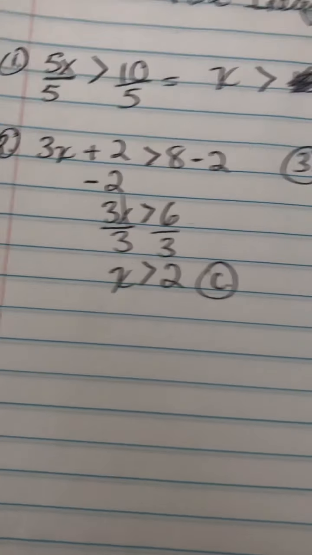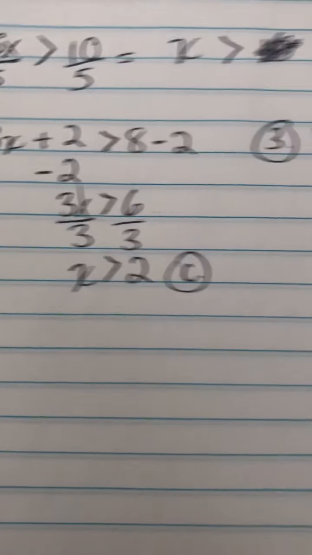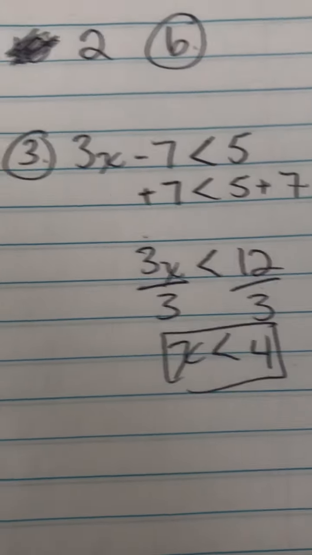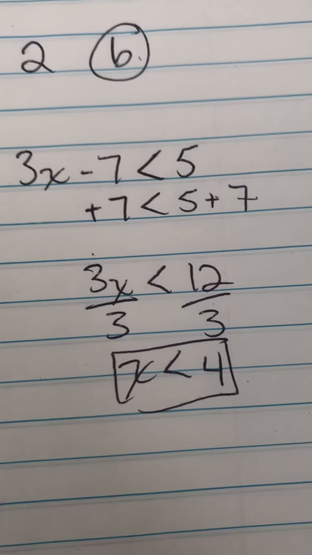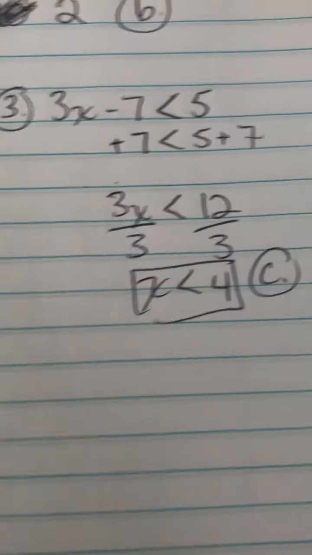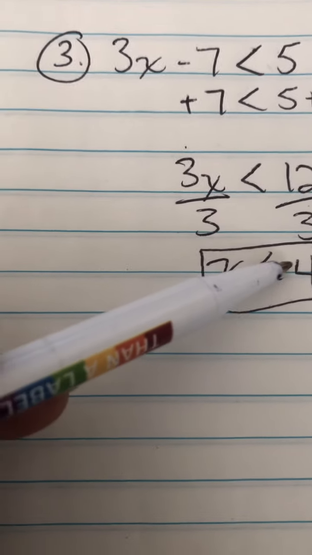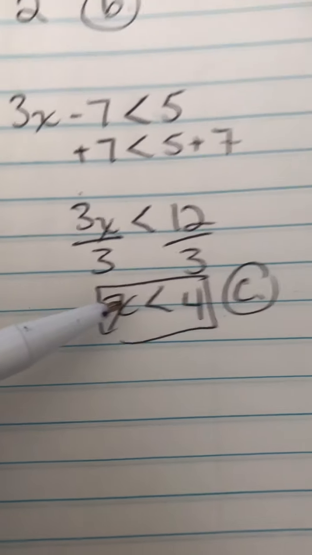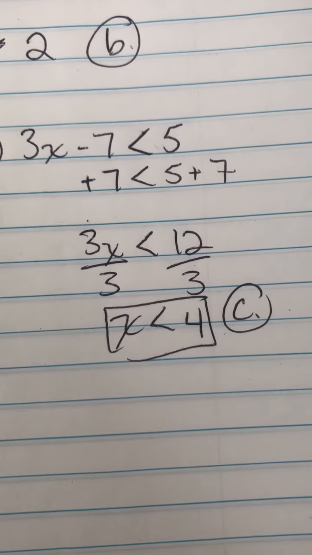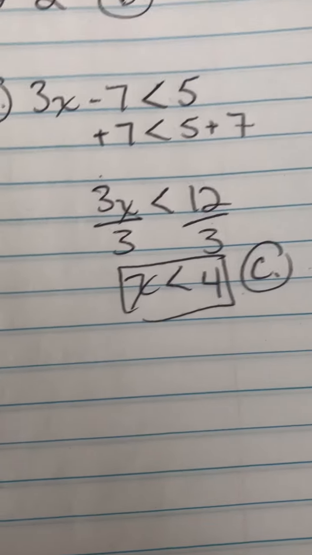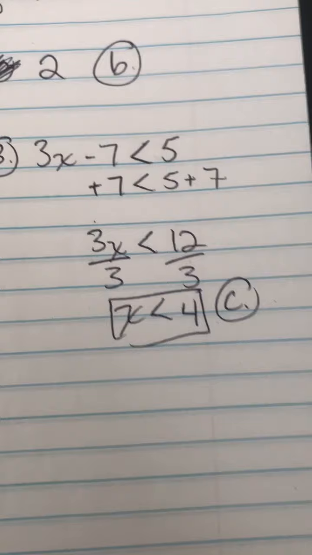Now, just like we did over here with these situations, we are now going to divide by 3 on both sides. And we're going to have x is less than 4. And when we take a look at that, that is C. So again, we're saying any number that is less than 4 could be considered x. And we'll do that probably with some word problems later on. Not in today's lesson.